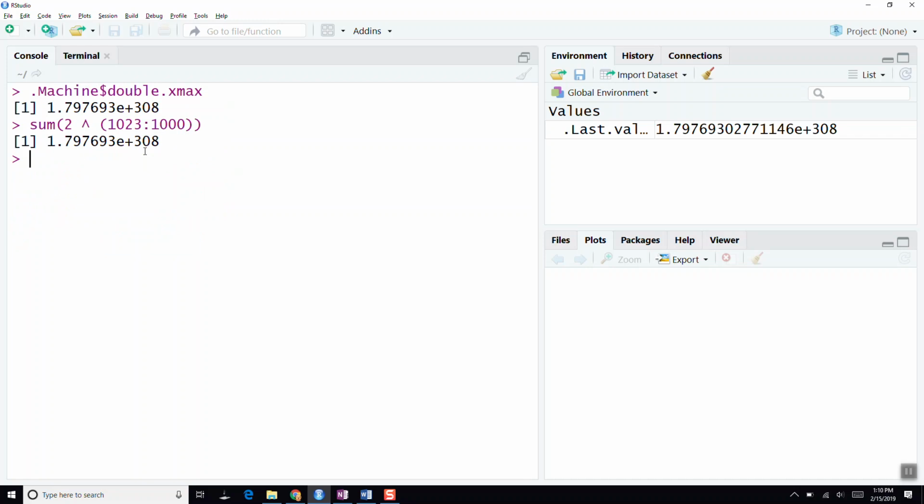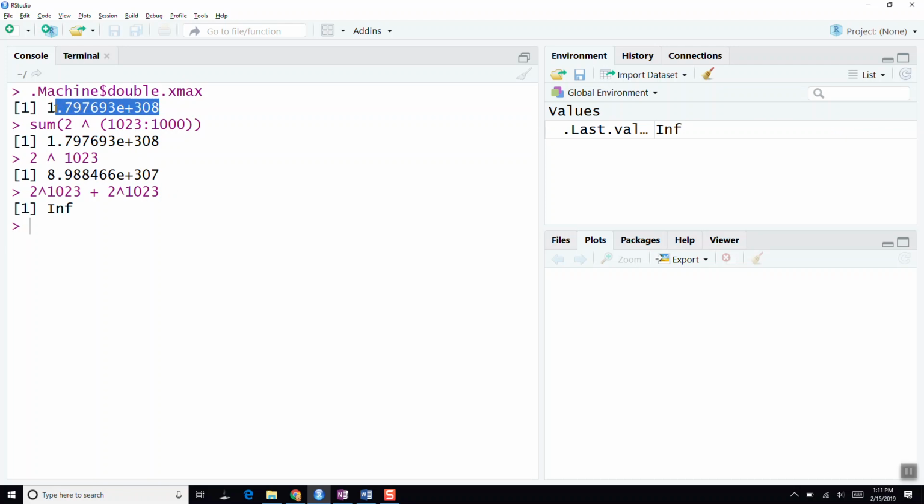Now, if I tried to add something substantial together, like 2 to the 1023 and add another 2 to the 1023, the computer tells me it's infinity, because it's not able to handle a number bigger than this. Anything bigger than this, the computer is going to say, that's just infinity.